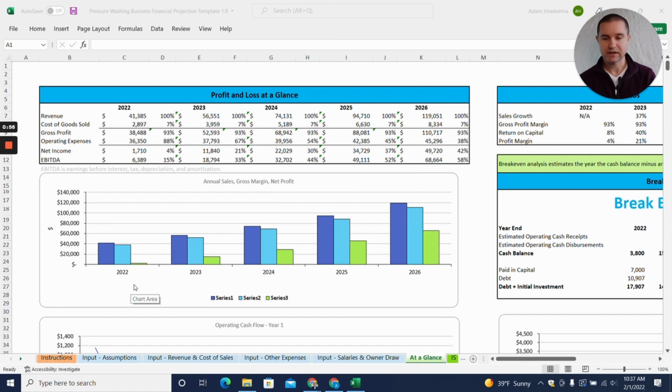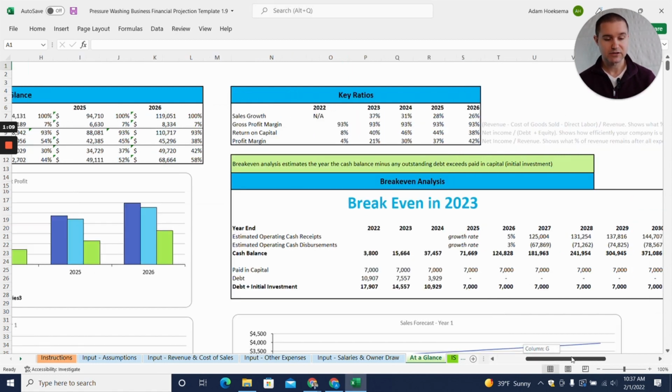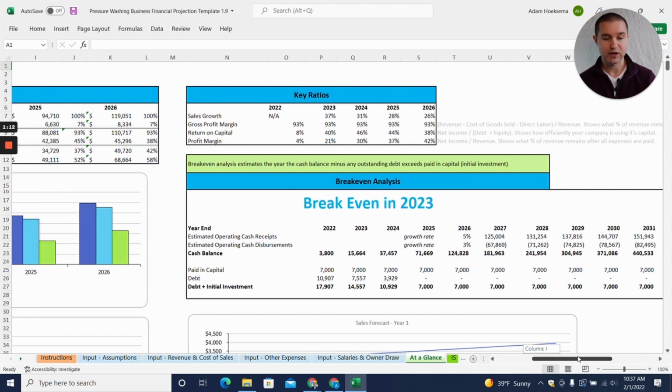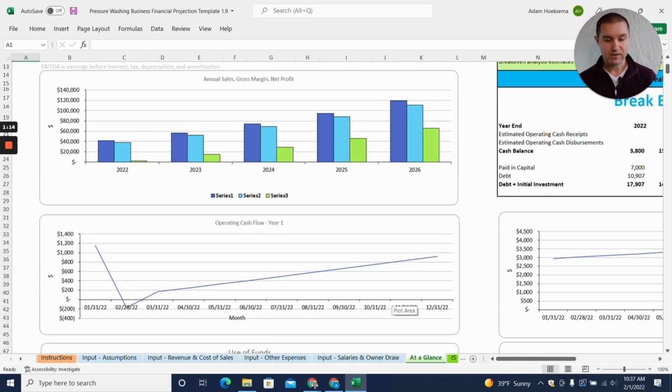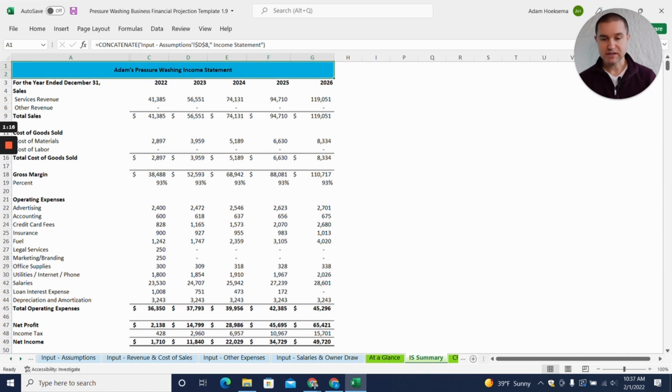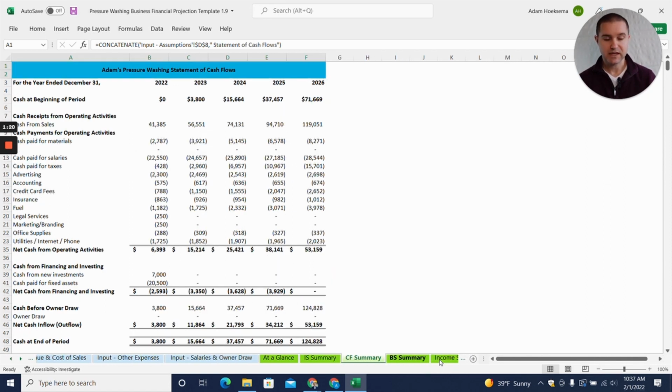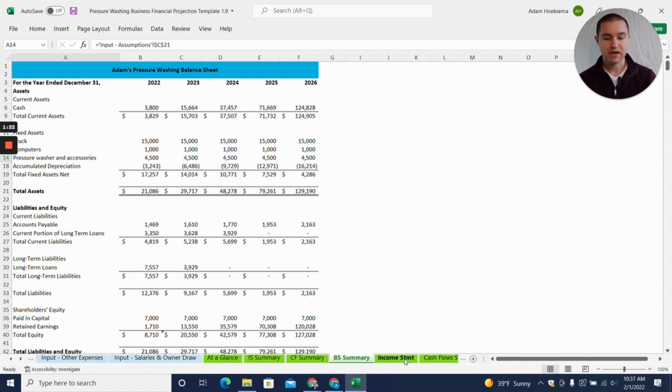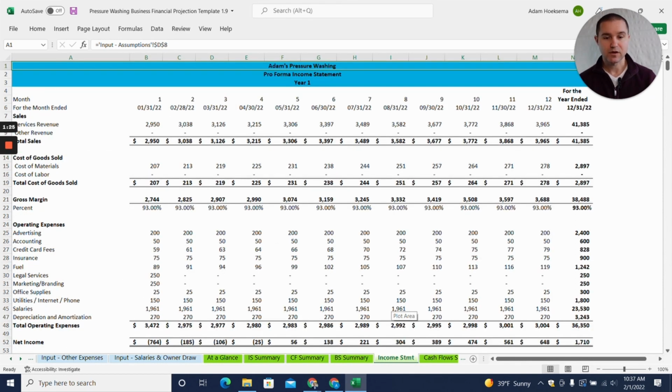We're going to show you here, after we've put in all of our assumptions to create our projections, we can see a profit and loss at a glance for 5 years, some nice graphs, tables, and charts to show you when you can expect to break even, and that sort of thing. So you'll also see a 5-year projected income statement, cash flow statement, and balance sheet, as well as income statement, cash flow, and balance sheet by month for all 5 years.